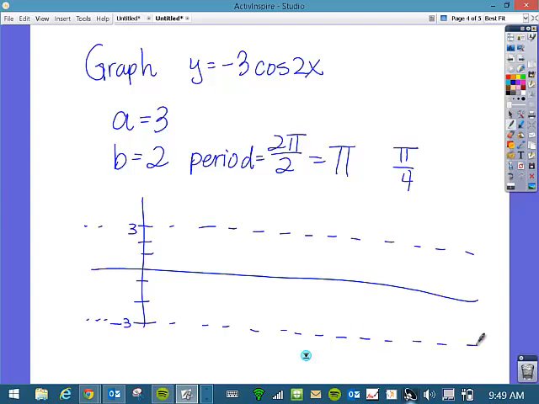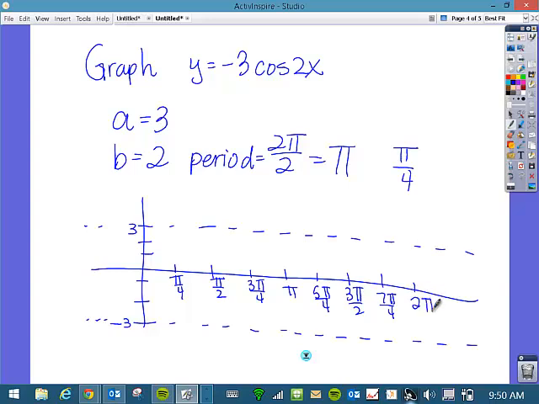All right, so my pieces are each pi over 4. So I'm going to start with pi over 4. Then 2 pi over 4 is pi over 2. 3 pi over 4. And then 4 pi over 4 is just pi. So that's one period. I'm going to do 2 periods on this one. So this was 4 pi over 4. Now I'm going to do 5 pi over 4. Now 6 pi over 4, which reduces to 3 pi over 2. 7 pi over 4. And finally 8 pi over 4, which is 2 pi.